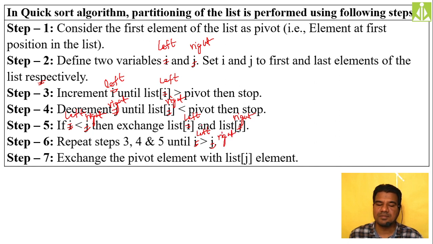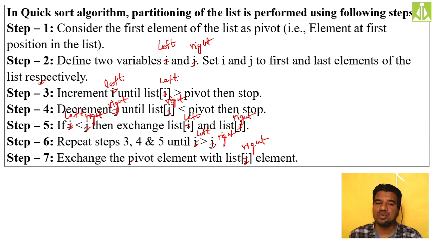Repeat the same steps until left is greater than right. Then exchange the pivot element with list of right. If this is false, then what we have to do is exchange the pivot element with list of right. So now pivot will come somewhere in the middle, somewhere in the center we can say.